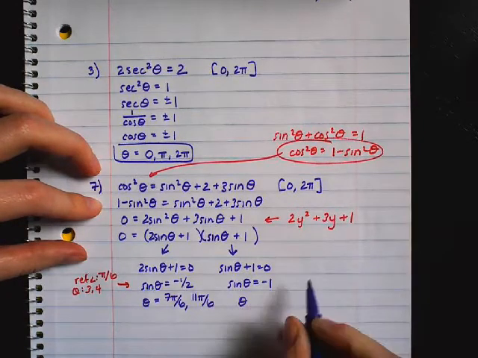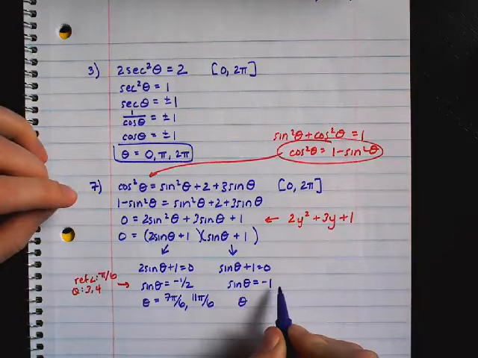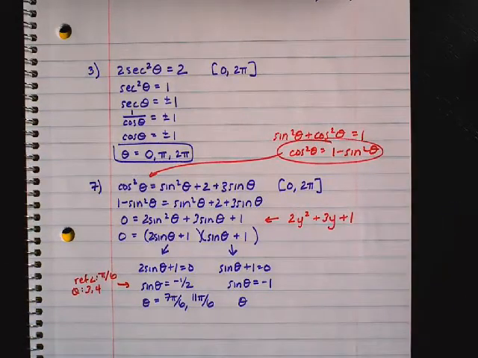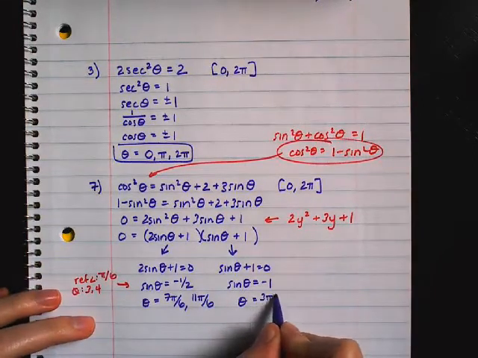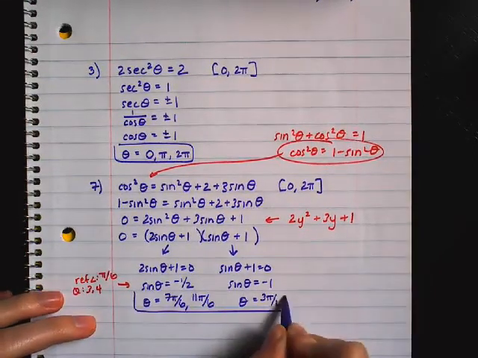Over here, I'm looking for where's the place where sine of theta is -1. Remember, sine is going to represent the y coordinates on our unit circle, so it's asking when am I at the bottom of my unit circle, and that's at 3 pi over 2. So there's my answer for number 7.